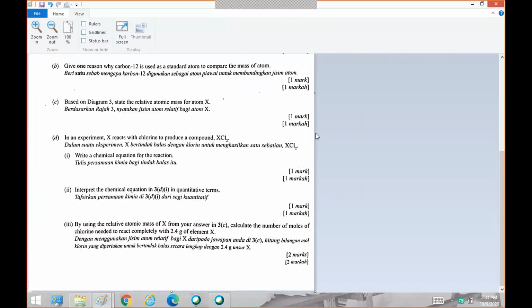So at this point, guys, it's up to you. You should be able to understand this. And then interpret the chemical equation in quantitative terms. Now, you probably wonder, what are they trying to say here? So never mind, you write the equation.